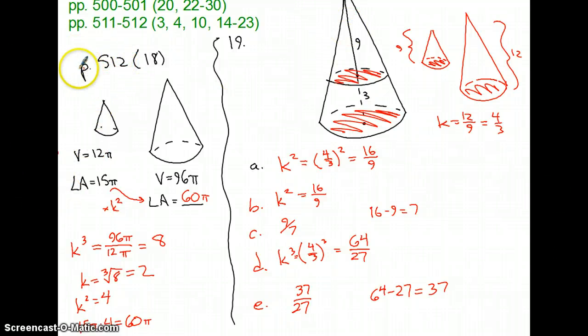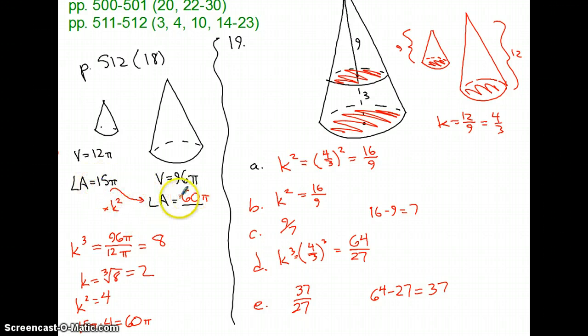Chopped off the top of that cone. These are both on 512. We have similar cones. They tell you the volumes. Well, when they tell you the volumes, you know that ratio, and again, I always do big to small. You could do small to big. I did 96 pi over 12 pi. That ratio is the cube ratio. That is k cubed.